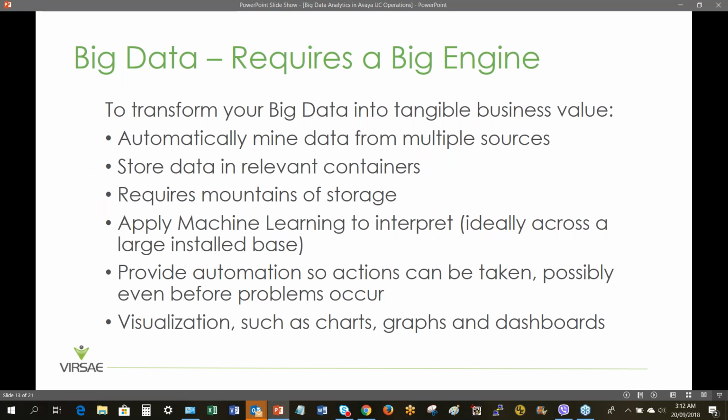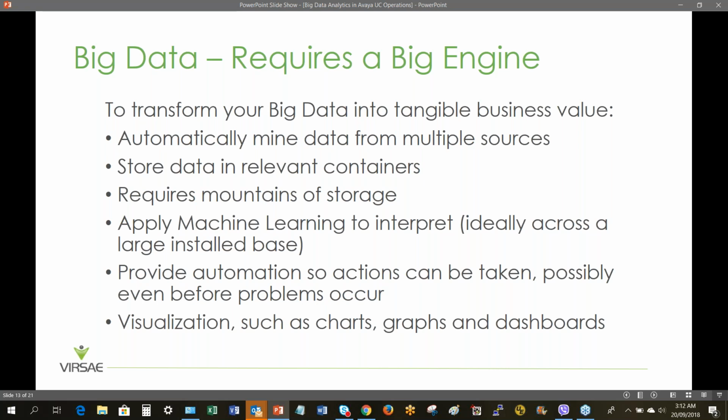So three really simple examples that hopefully you can relate to, and you can see how capturing those logs is one thing, but interpreting them, understanding what all the fields are and making that information useful is another. So key to big data is automatically mining that data from multiple sources. What you want to do is get hold of all of those interfaces that we saw earlier, automatically mine data from those and store that. And I've mentioned relevant containers there because there's an awful lot of information.